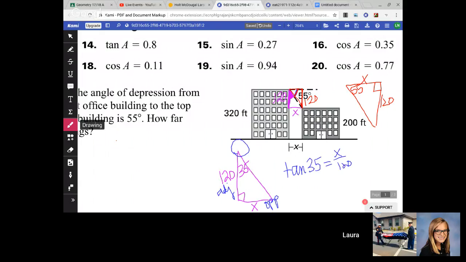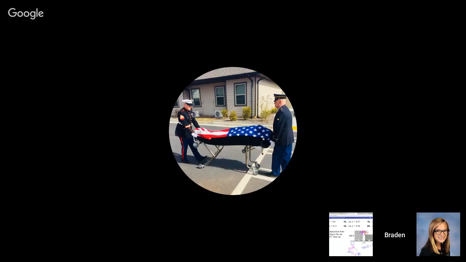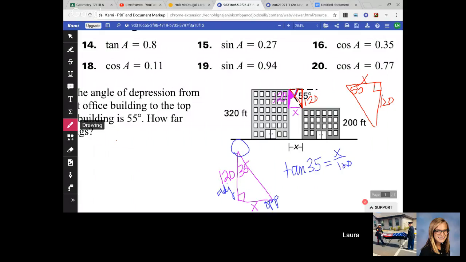So either way, if you set up your trig function, you should get the same answer. It just depends on how your brain orients your triangle. But when you punch that in a calculator, let's see. I don't know what you get, so let me see. 84.1 or 84 even. Yep, because it's 84.02, so you just round to the tenth. So they're about 84 feet apart.